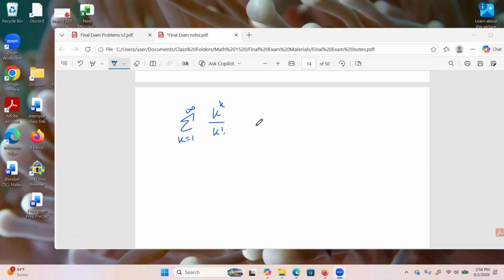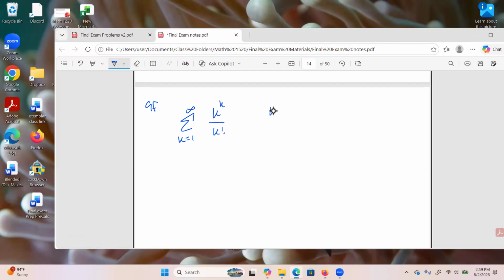We are looking at the next problem. I think this is 9F, final exam review, where we have to figure out the series: the summation as k goes from 1 to infinity of k to the k over k factorial. Now, since there's a factorial, I'm going to say the ratio test is the way to go here.